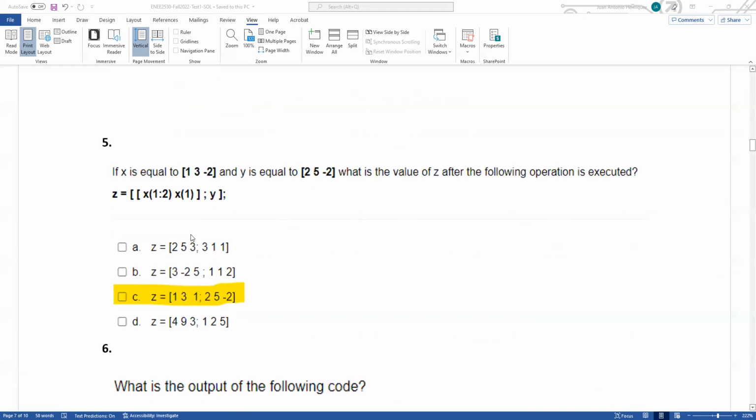The next problem says if x is equal to [1, 3, -2], and y is equal to [2, 5, -2], what is the value of z after we perform this operation?